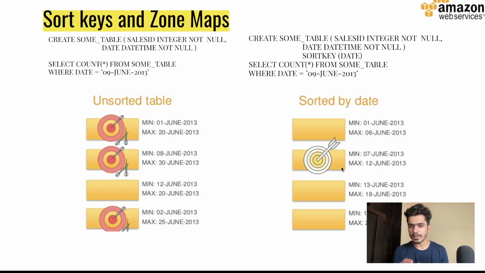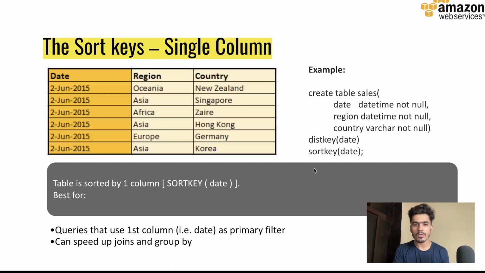So in this case, when we run this particular query, it has 9 June, so it will go directly to this particular chunk because it knows that the key has been sorted using the date key. So you can directly find all the data in this second block. Now, let's understand the sorting key in a little bit more detail.